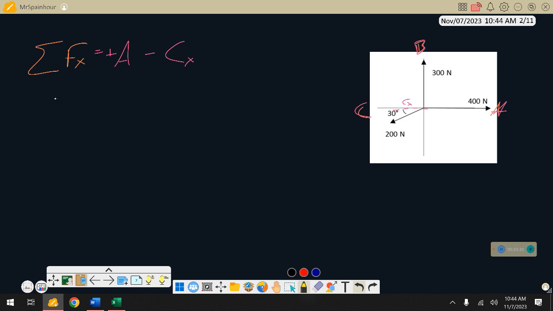See if you can't do that exact same thing now for the sum of forces in the y. Do that really quick.